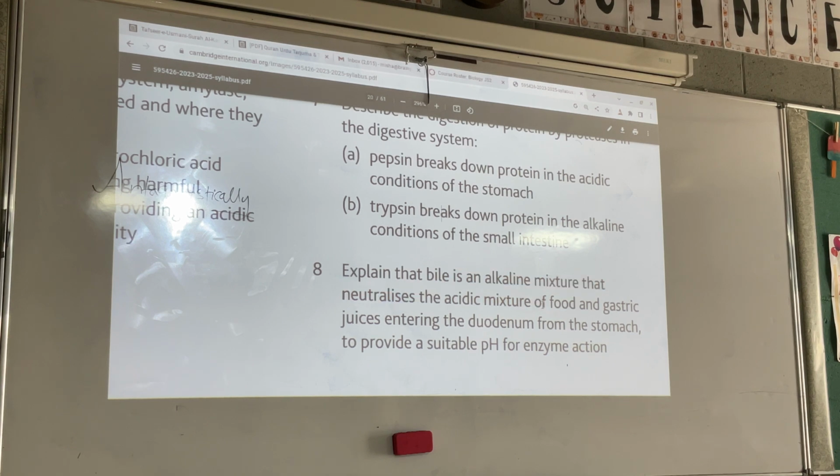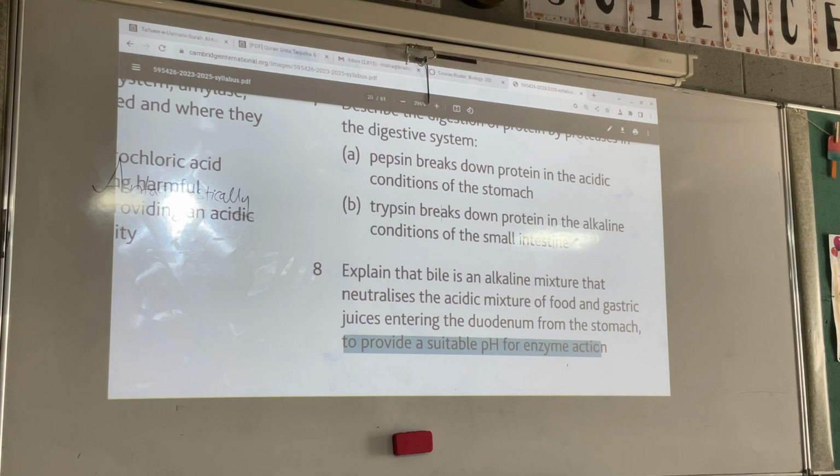Okay, it actually helps to neutralize this because it is alkaline in nature, and the stomach has acidic pH, right? So when acid and alkaline mix, they neutralize, right? You know neutralization, right? So it neutralizes the acidic mixture of food, and also the gastric juice entering the duodenum from the stomach, to provide suitable pH for the enzyme actions. That's one function of it.